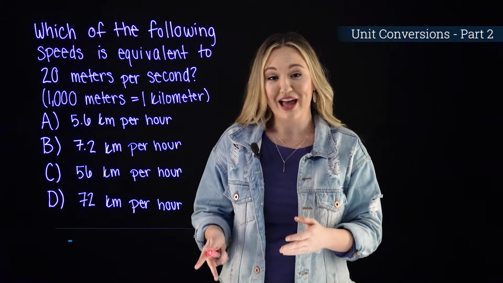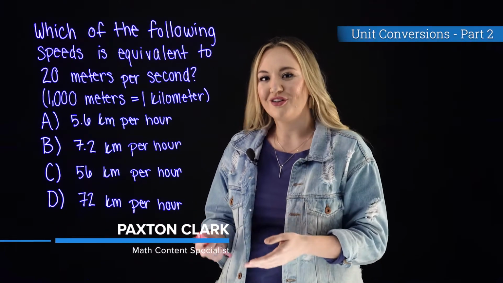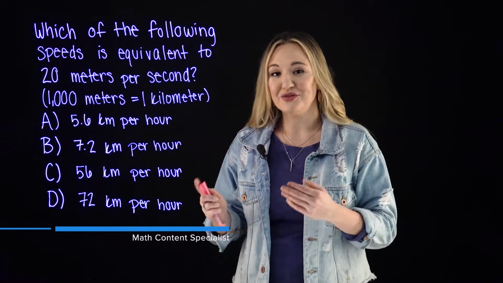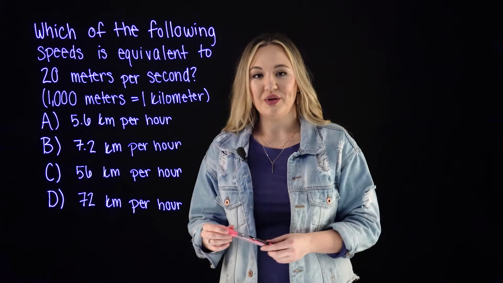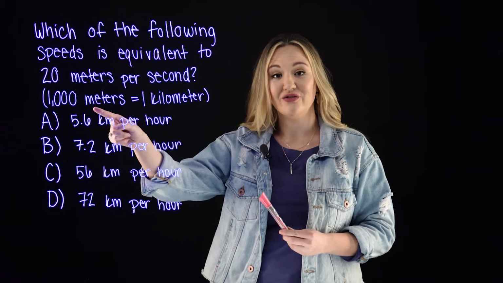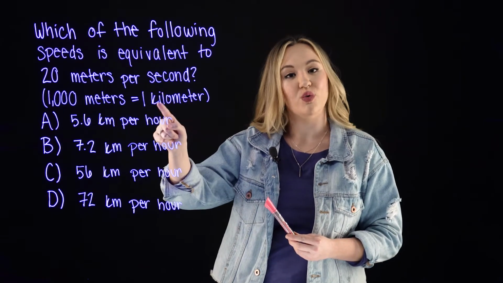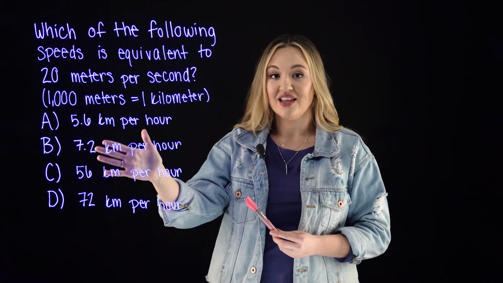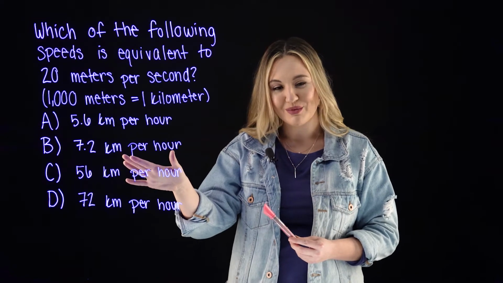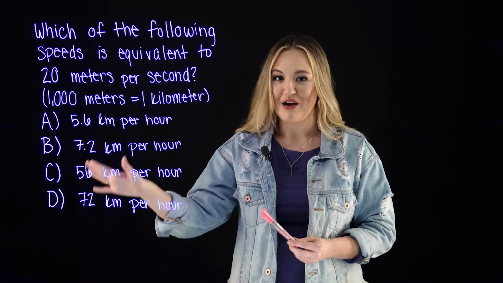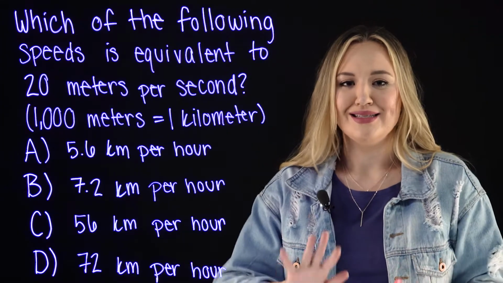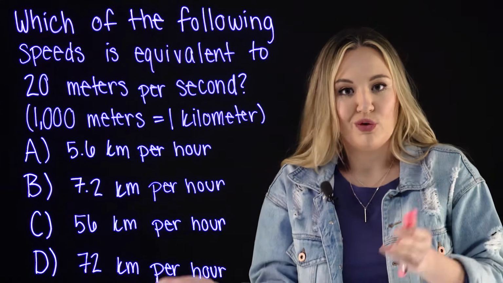Here's another real-life example, and this one can be found on our SAT Math question bank, so make sure you check that out. Okay, so this question says, which of the following speeds is equivalent to 20 meters per second? And it gives the conversion of 1,000 meters equals 1 kilometer. And then the answer choices are 5.6 kilometers per hour, 7.2 kilometers per hour, 56 kilometers per hour, and 72 kilometers per hour. So we're going to approach this the same way that we did our more basic problem.